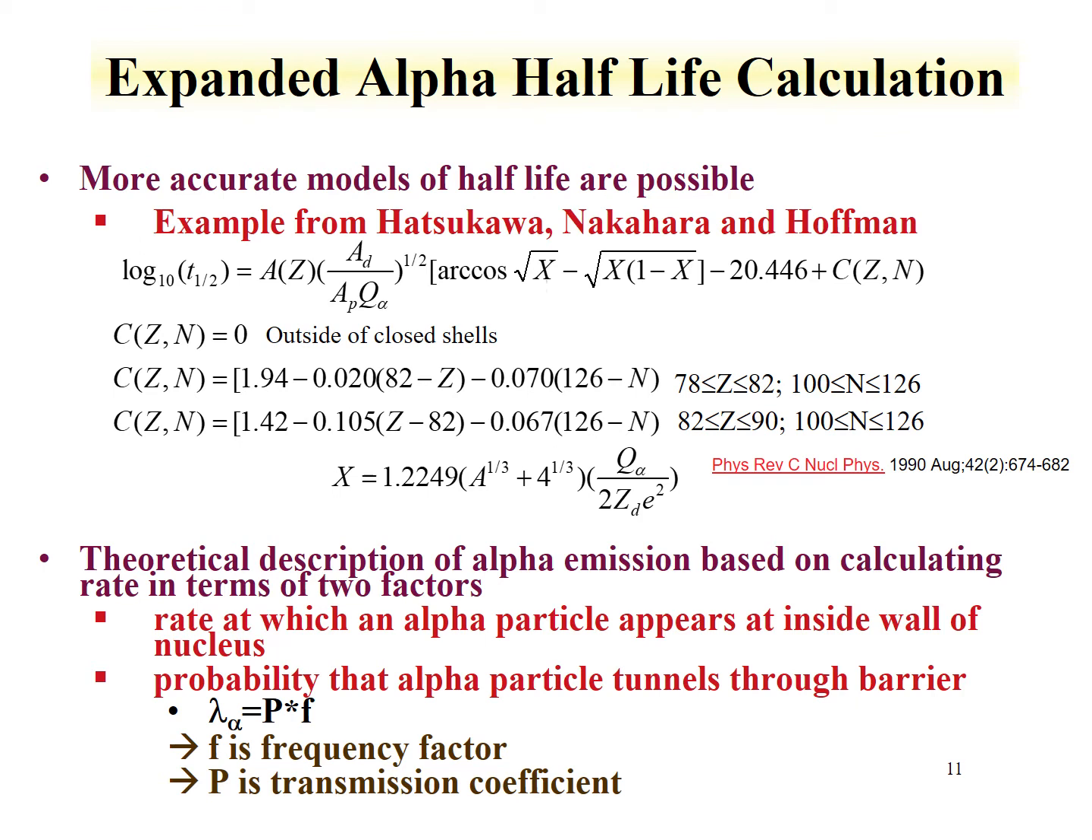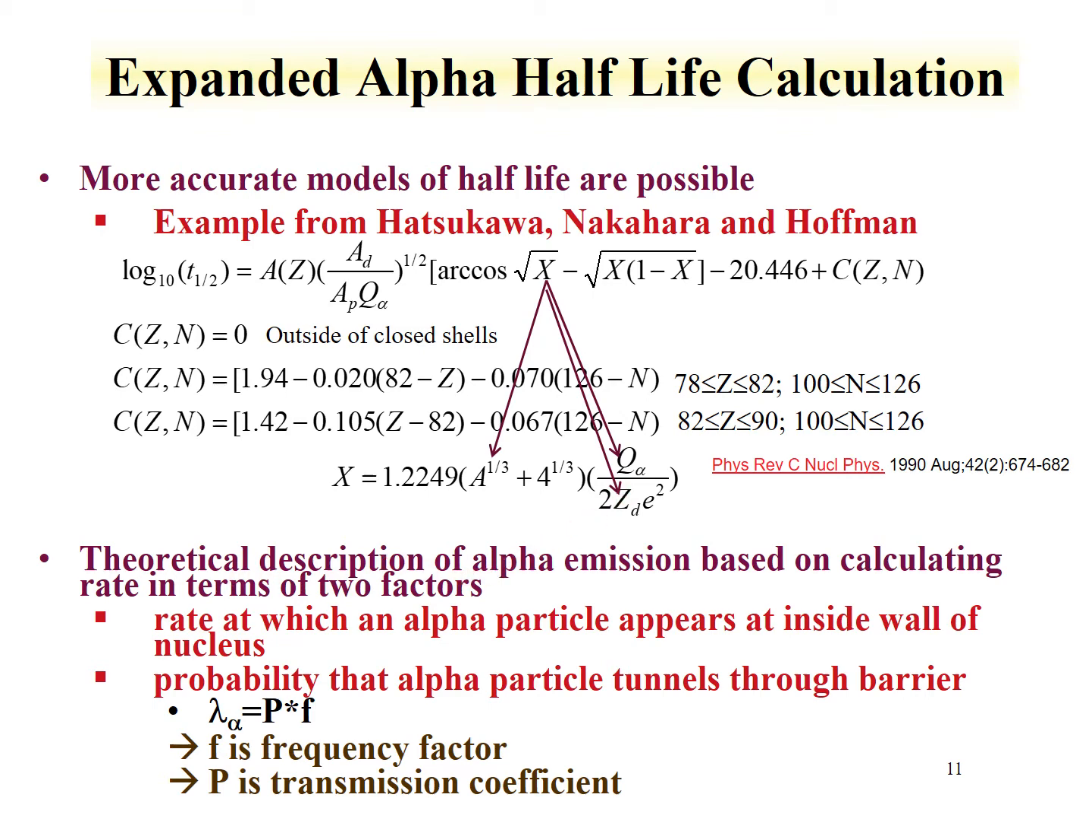But one thing about this model is that there are relationships between the daughter A, the Q value of the alpha, and the A of the daughter. They're pretty straightforward relationships that are also reflected in the Geiger-Nuttall law. So one theoretical description that can be used to try to universalize how alpha decay occurs is to break up the alpha decay into two factors.